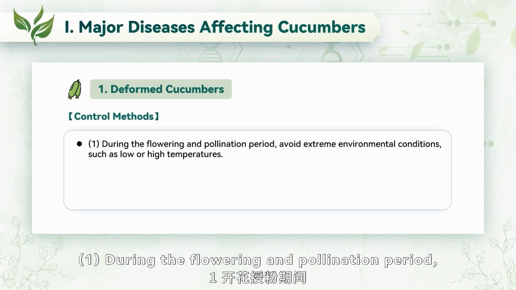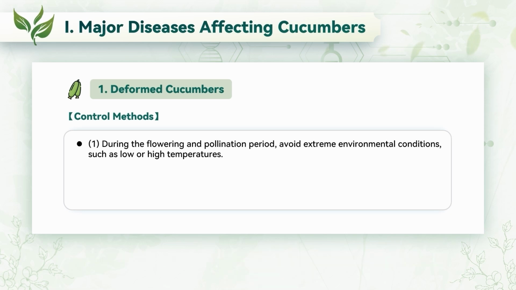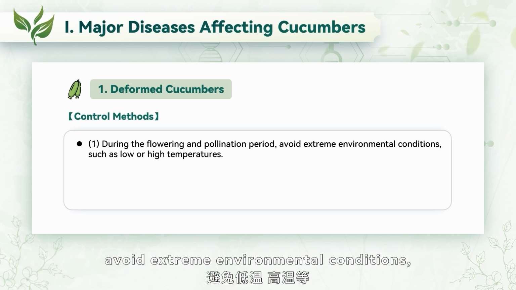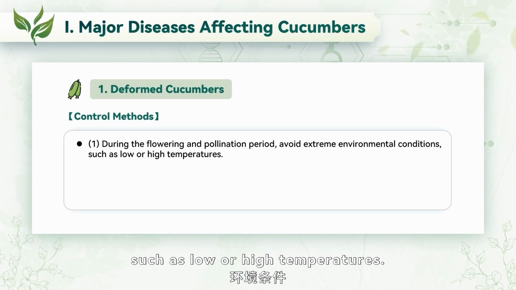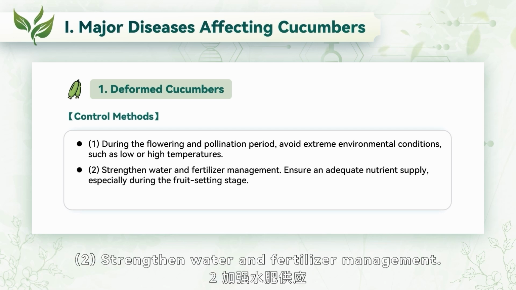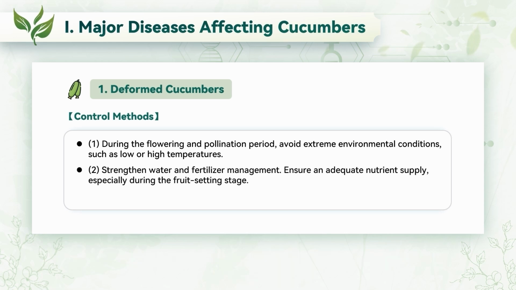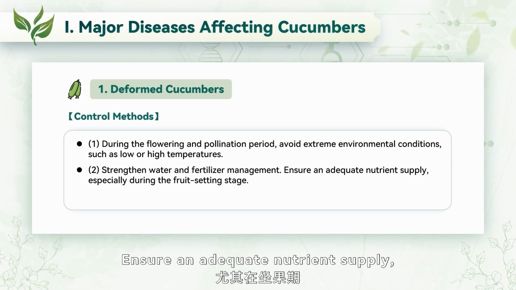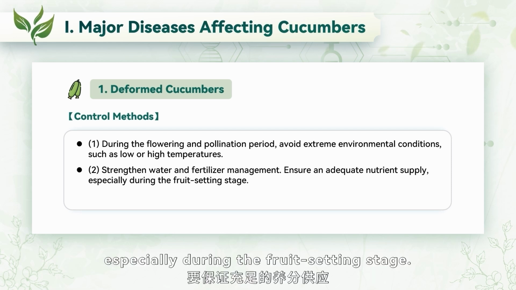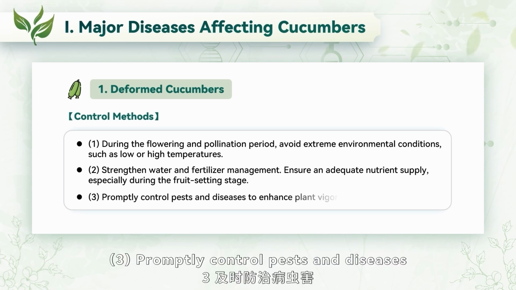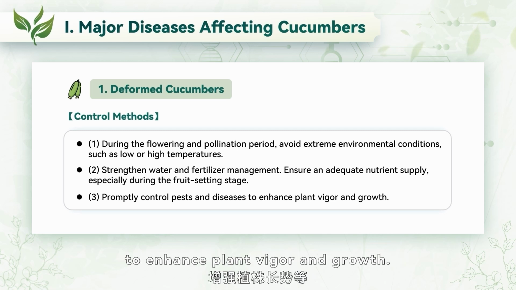1. During the flowering and pollination period, avoid extreme environmental conditions, such as low or high temperatures. 2. Strengthen water and fertilizer management. Ensure an adequate nutrient supply, especially during the fruit-setting stage. 3. Promptly control pests and diseases to enhance plant vigor and growth.